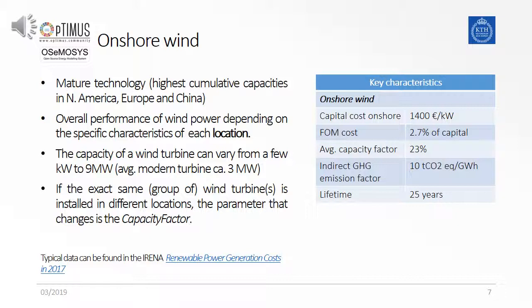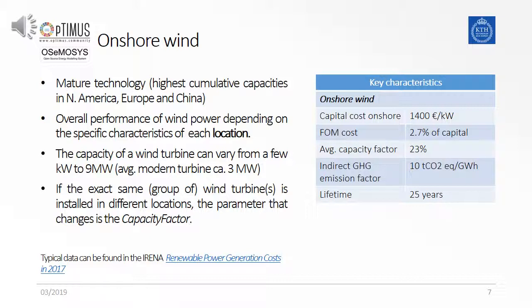Commercially available turbines generate usually around 3 megawatts peak power, but much larger or smaller turbines are available. For osmosis, more turbines of the same group or technology type built at various locations with differing wind patterns means different capacity factors. In the table on the right, we can see some key characteristics for onshore wind technology.